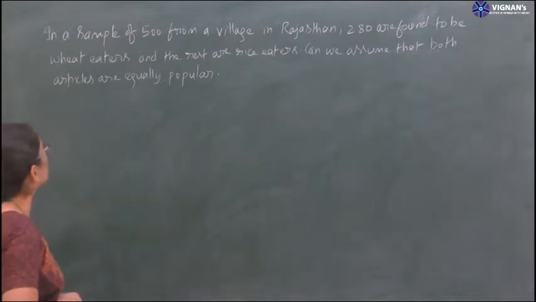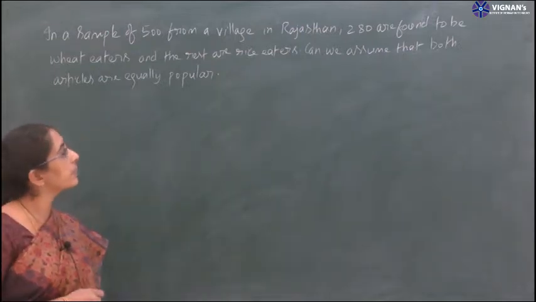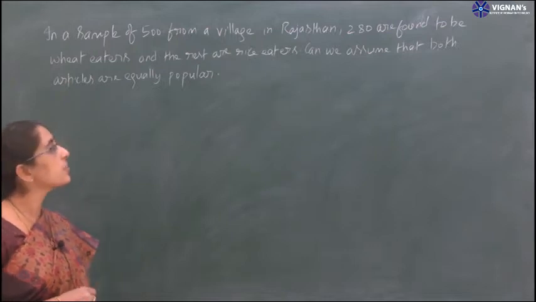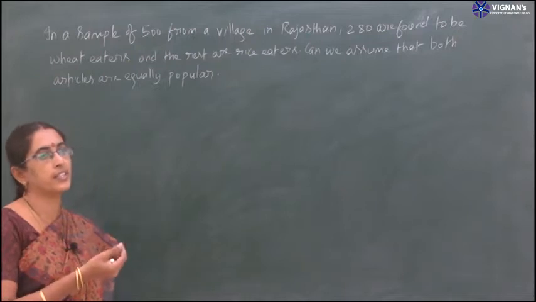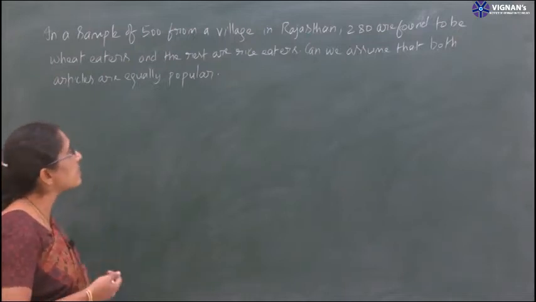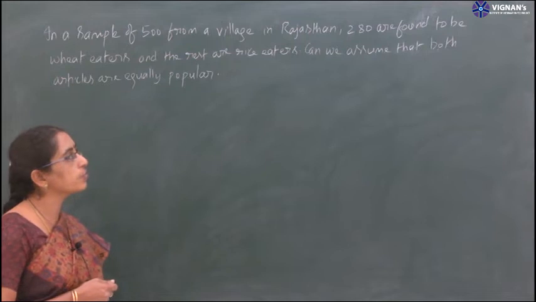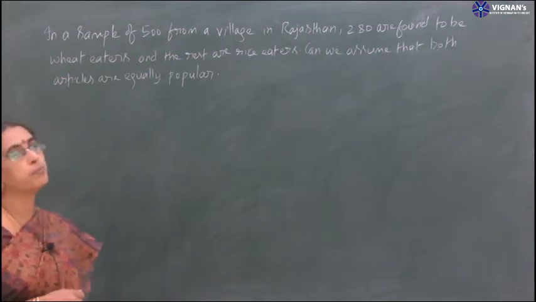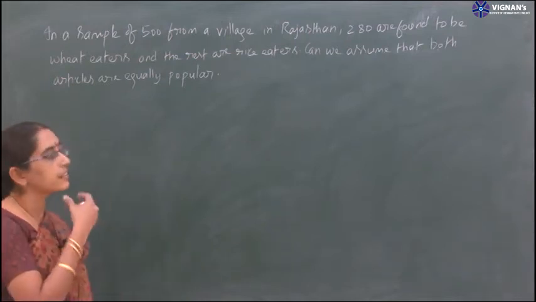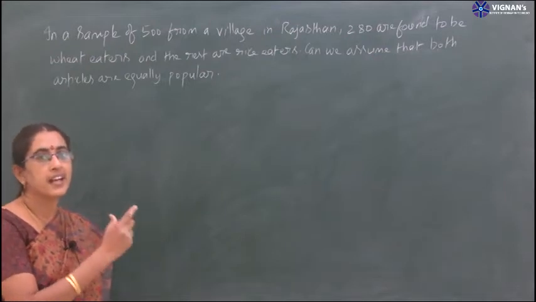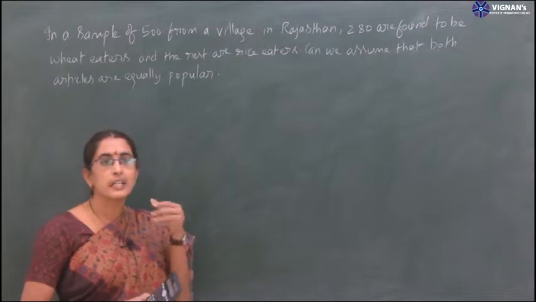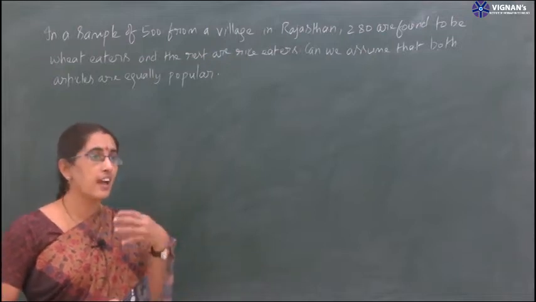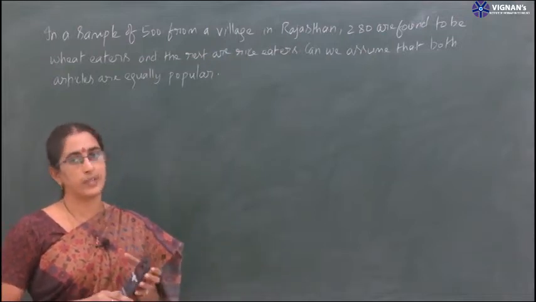If you see the problem, in a sample of 500 from a village in Rajasthan, 280 are found to be wheat eaters, means they are habituated to taking wheat, and the rest are rice eaters. Can we assume both are equally popular? So here nothing is mentioned, means the data is not measured here. So 280 are found to be wheat eaters. Eating is one of the habits which can't be measured just by observation.